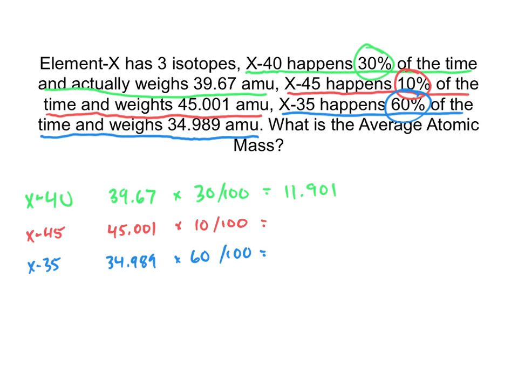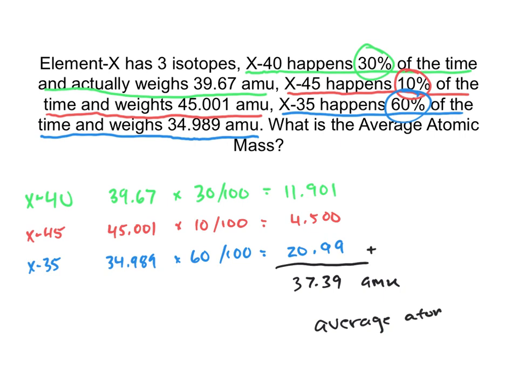The answer for the middle one, 4.500. And you're probably asking yourself, well, how many places after the decimal do I need to put if I get answers like this? I don't know, 2 after the decimal is good enough for me. All right, add these up. You know what I get? I get 37.39 AMUs. This is my average atomic mass.